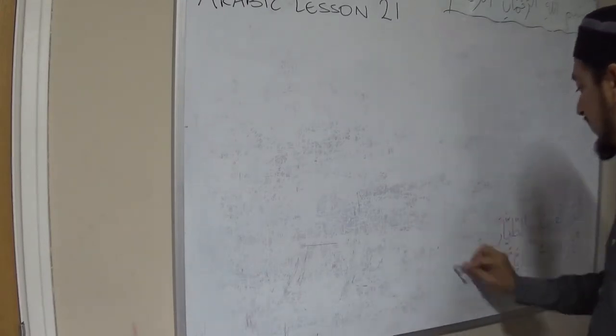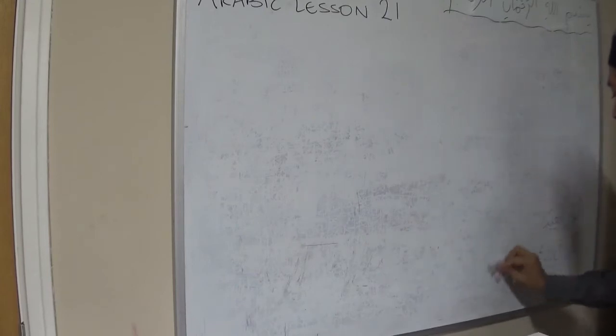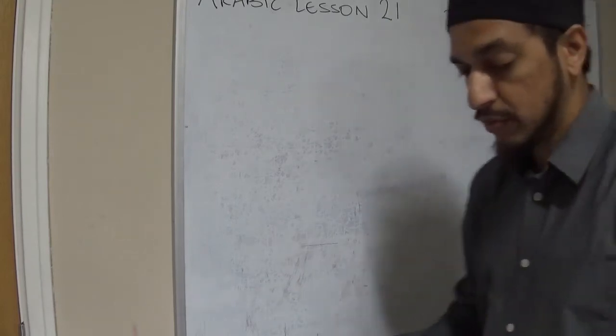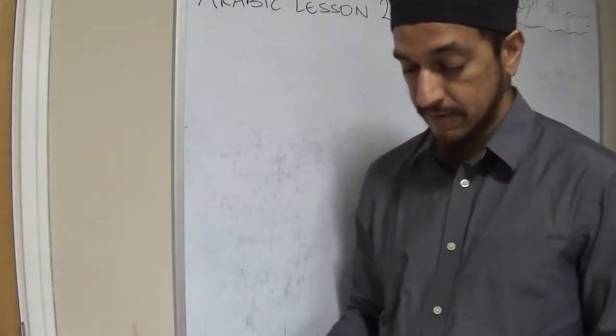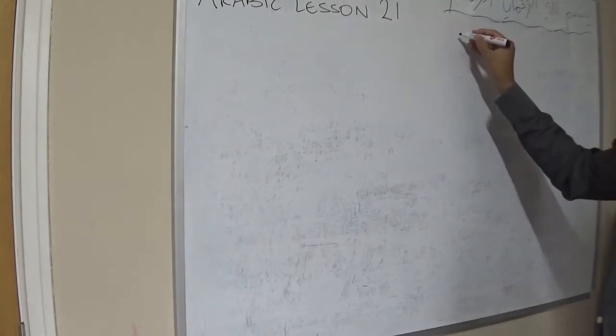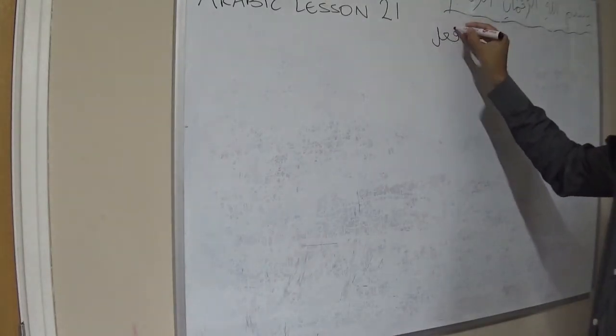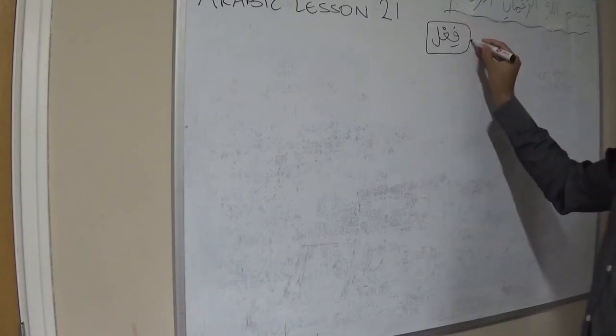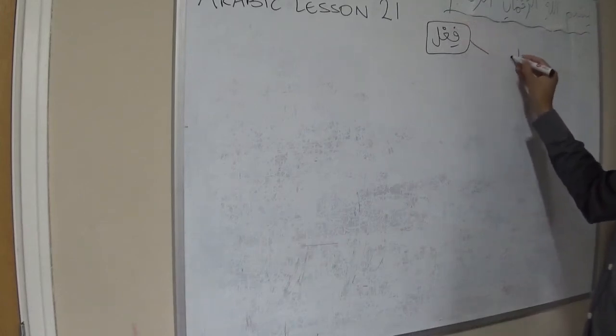So some verbs we've come across in the mudari sense quite a bit in the past. Now we'll use the madi versions of it as well, and we can see how they both form side by side. Fi'l is the verb. Ism was the noun, fi'l is the verb. And that goes into madi.